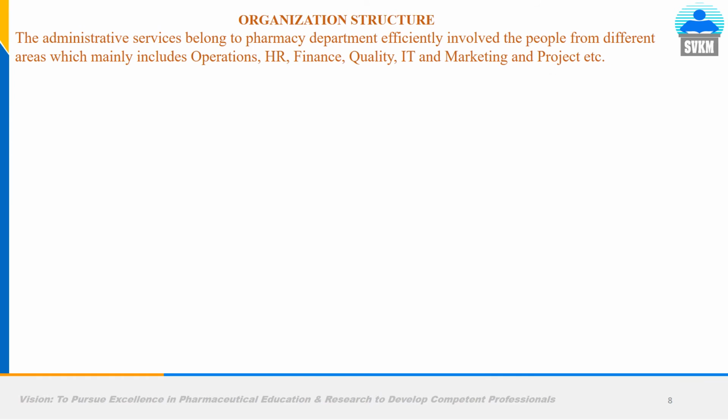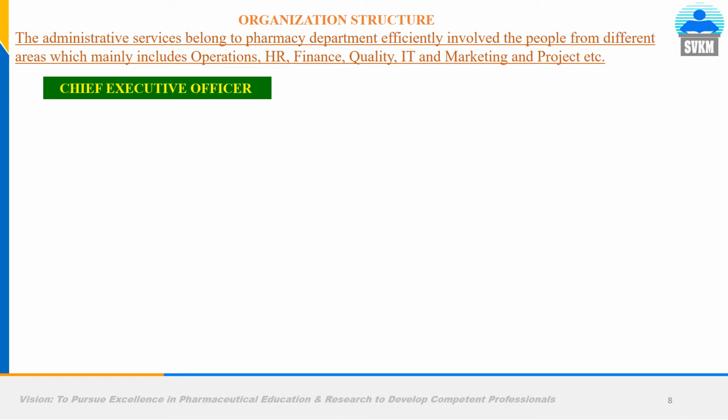Dear learner, now we have entered the last part of our discussion in this lecture, that is the organization structure. The administrative services belonging to the pharmacy department efficiently involve people from different categories, areas or locations, which mainly include pharmacy operations, the human resources department, finance department, quality control department, information technology department, marketing department, and project department. So these are the different departments which are aligned to the hospital pharmacy.